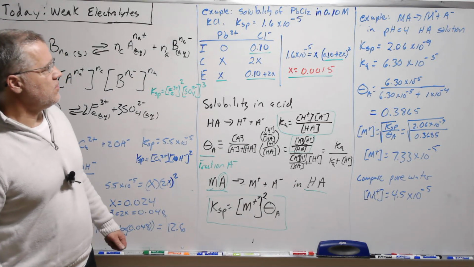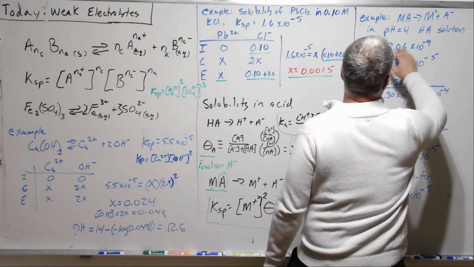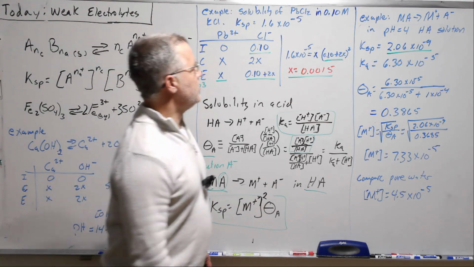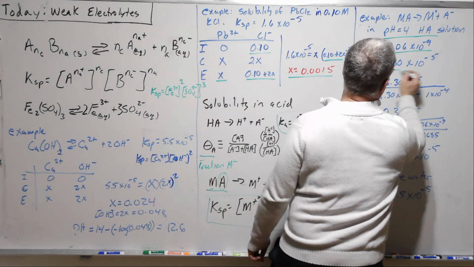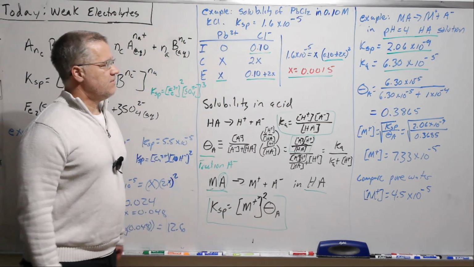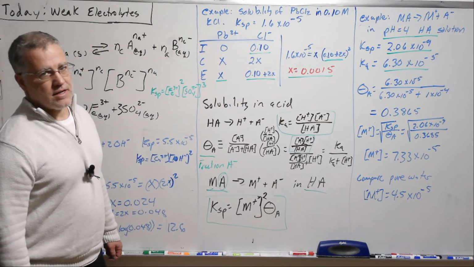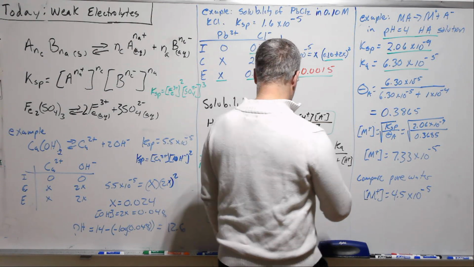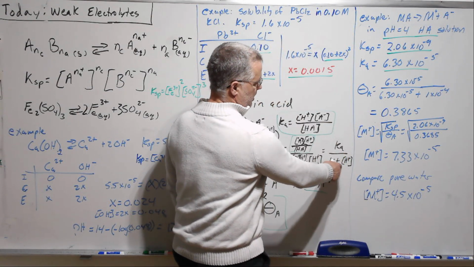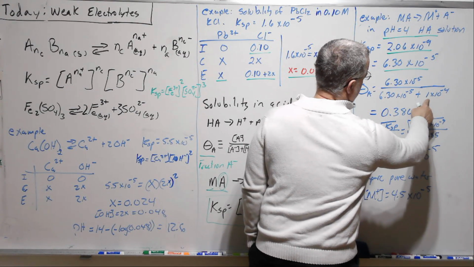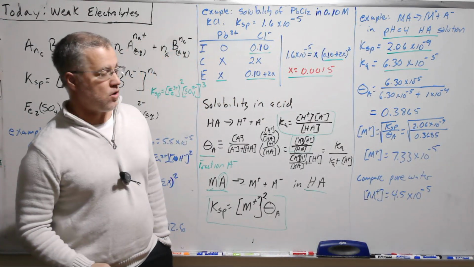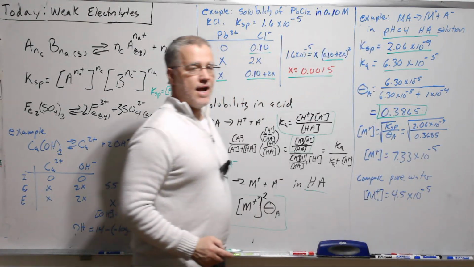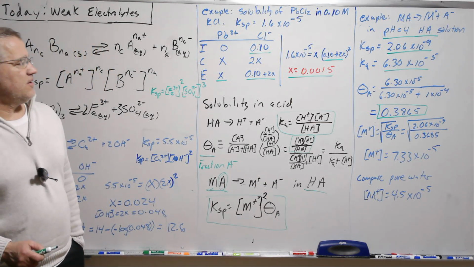So let's do a practice example. Let's say this has a Ksp of 2.06 times 10 to the minus 9, and we're going to do this at a pH of 4 in HA solution, and HA has a Ka of 6.3 times 10 to the minus 5. Well, let's first calculate the fraction of ion. So that's Ka over Ka plus H plus concentration. We're at a pH of 4. That means we're 1 times 10 to the minus 4. So here, if we work that out, is our fraction of ion in solution.